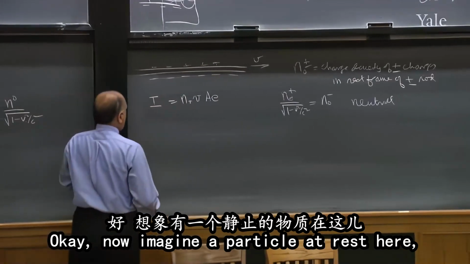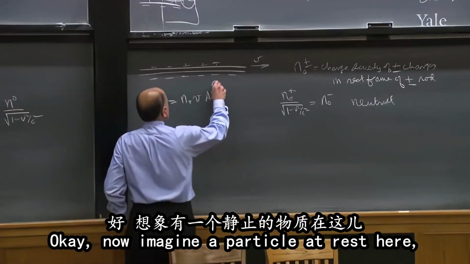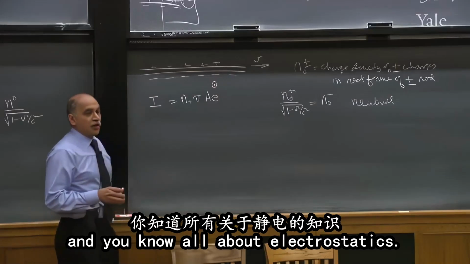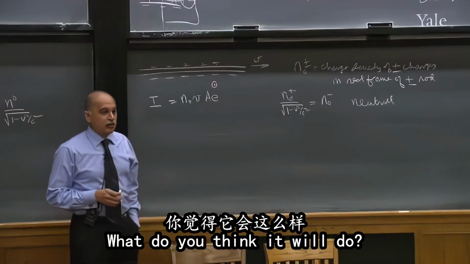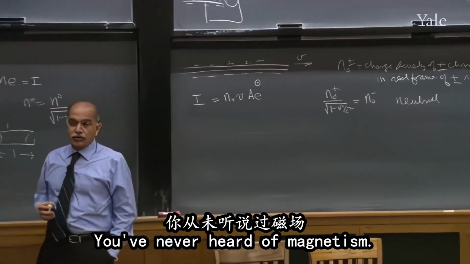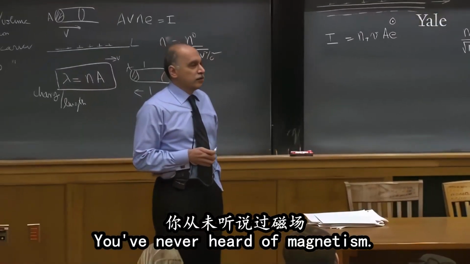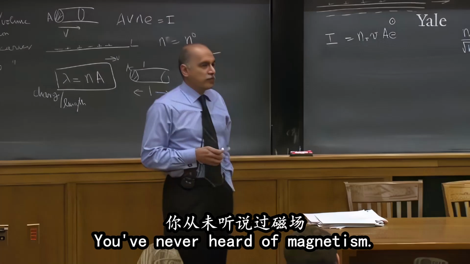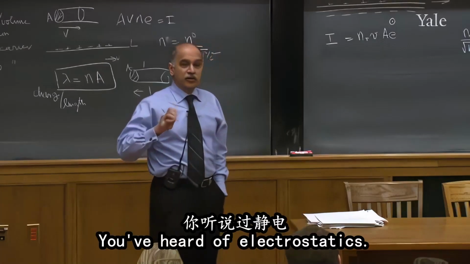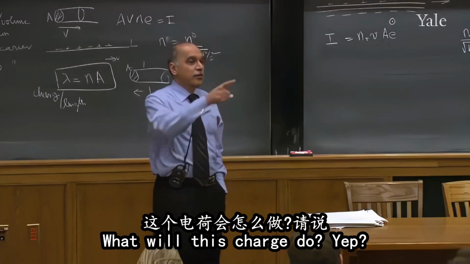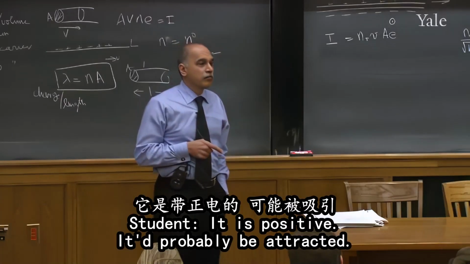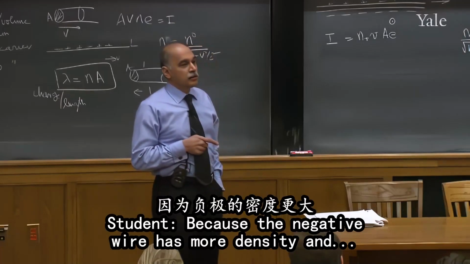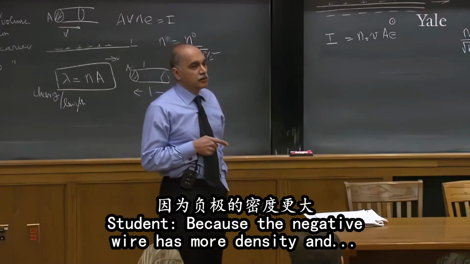Okay. Now, imagine a particle at rest here. And you know all about electrostatics. What do you think it will do? You've never heard of magnetism, you've heard of electrostatics. What will this charge do? Yep. Probably, if it's positive, probably attractive. Why would it be attracted? Because the negative wire has more density.